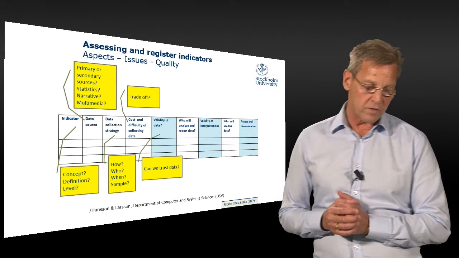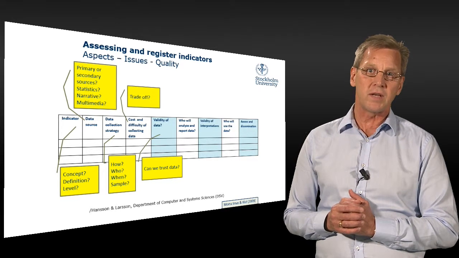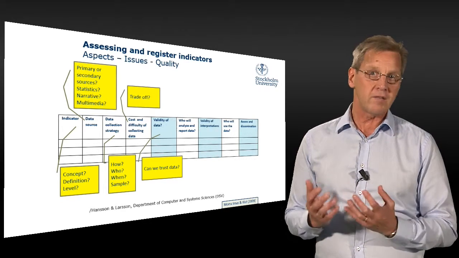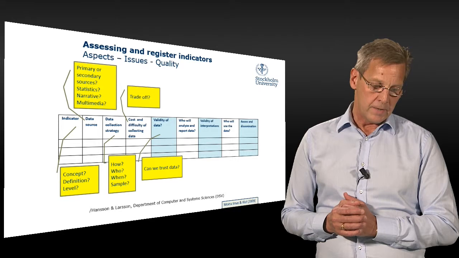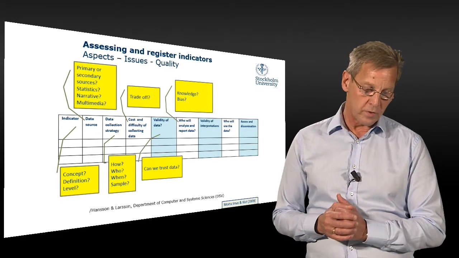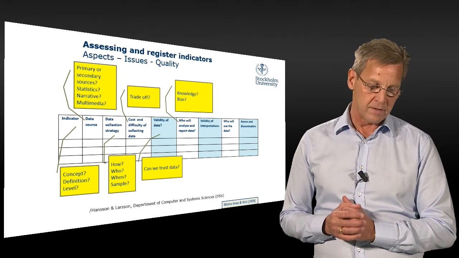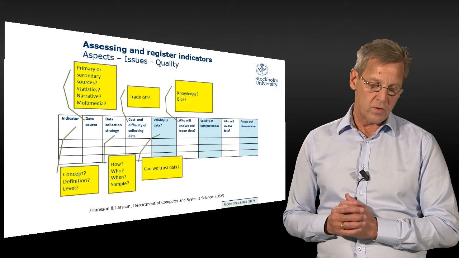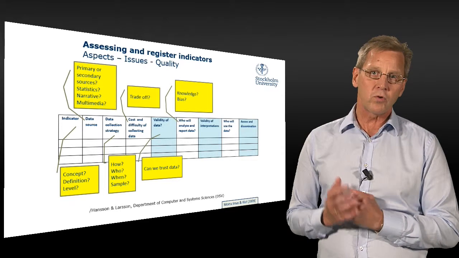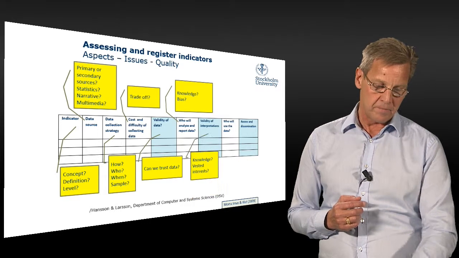Then comes the question of, can we trust the data? What is the validity of the data that we get from statistical sources or from case studies or other type of data sources? Another important question is, who will actually analyze and report the data? What is their knowledge? Is there a bias from those who are analyzing it? Important questions to keep in mind when defining a model for indicators.